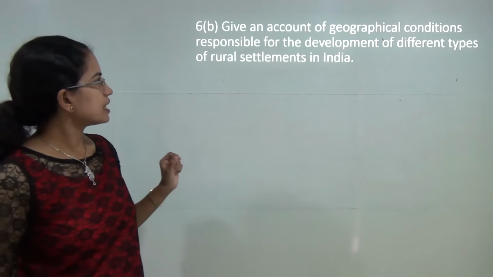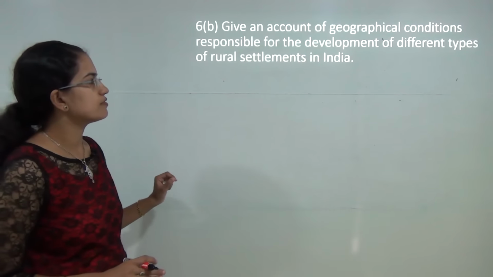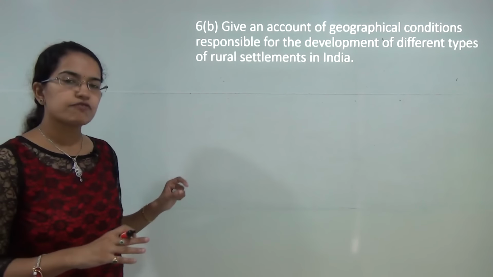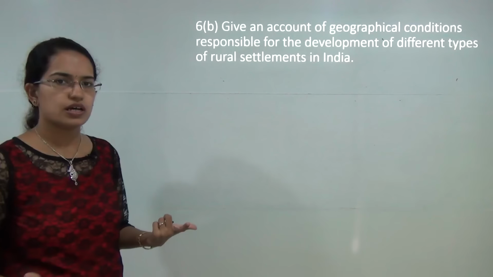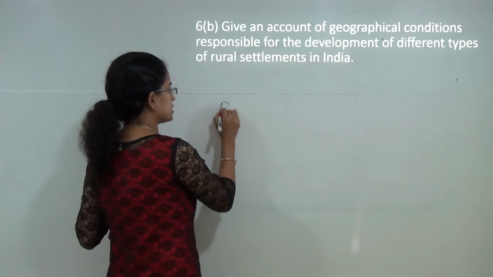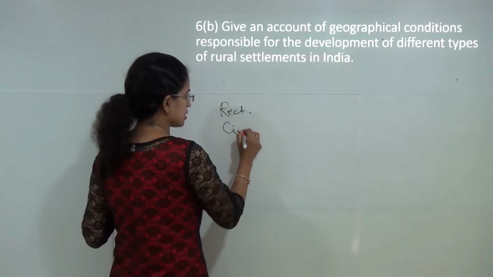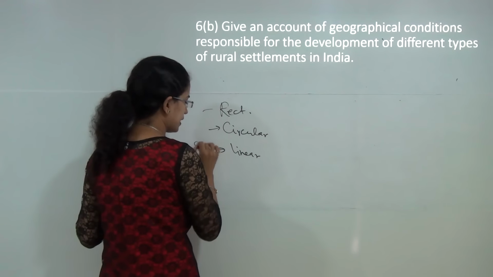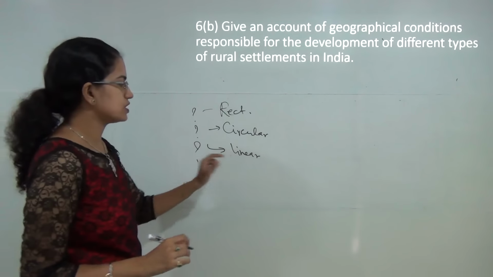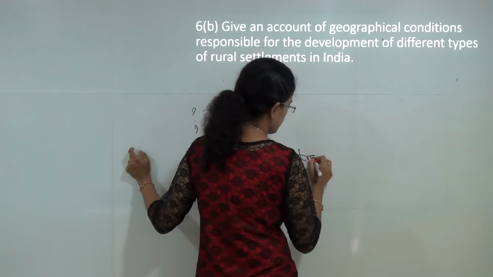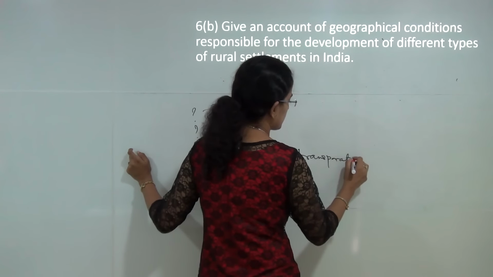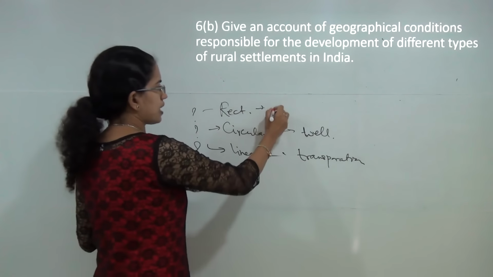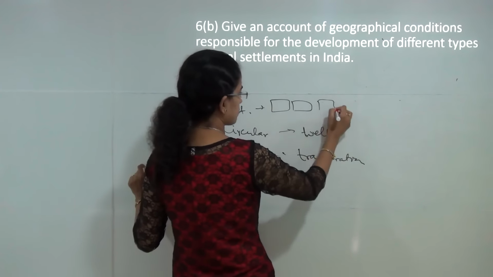The next is give an account of the geographical conditions responsible for development of different types of rural settlements in India. Now here first you have to explain the patterns of rural settlements. So you have to explain there were certain settlements which were rectangular, circular, linear, and why so. For each of these you have to explain why. So you must explain if it was linear, it was along a transportation route. If it was circular, it was around a tube well or village well. If it was rectangular, there was a kind of proper settlement that was seen there.